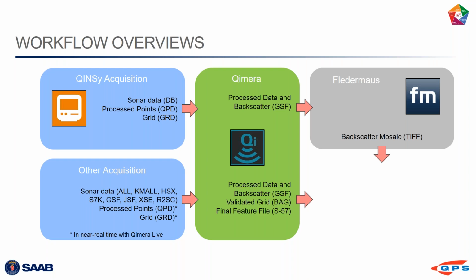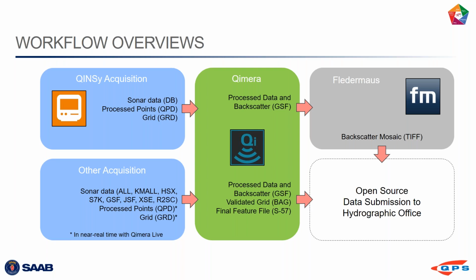Also in Qimera, in addition to the GSF, you're getting the final validated bathymetric grid in the BAG format. You're exporting that, and as well the final validated S-57 feature file. So altogether, the GSF, BAG, and S-57 comprise a complete selection of survey deliverables befitting a hydrographic office. For example, NOAA in the United States, they specify GSF, BAG, and S-57 as full and complete data deliverables for hydrographic surveys in support of nautical charting.